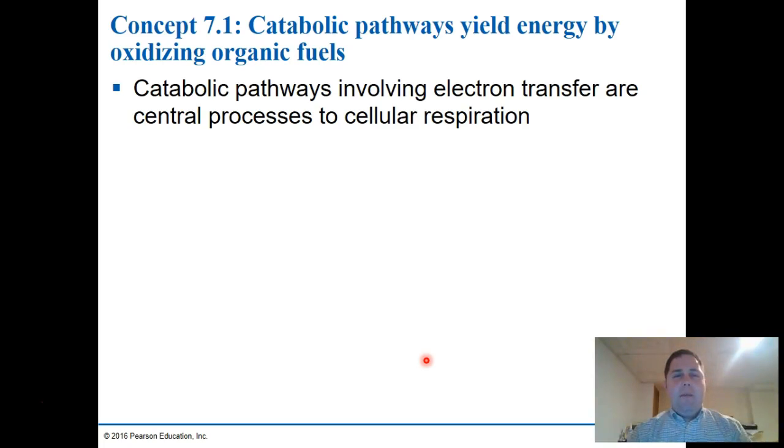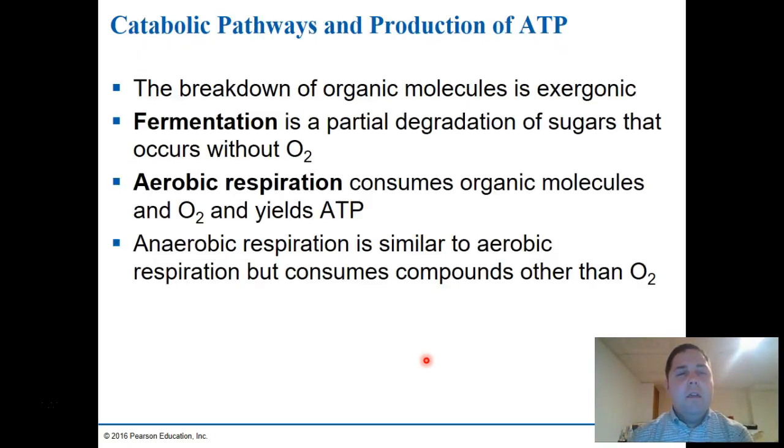So when we talk about catabolic pathways, in this case we're going to talk about how they oxidize these organic fuels to make energy. So we have two processes we're going to talk about. Fermentation, that we'll cover at the end. That's a partial degradation that occurs without oxygen. And then most of the focus of this chapter is on aerobic respiration, which is where we're going to oxidize organic molecules using oxygen, or requiring oxygen.